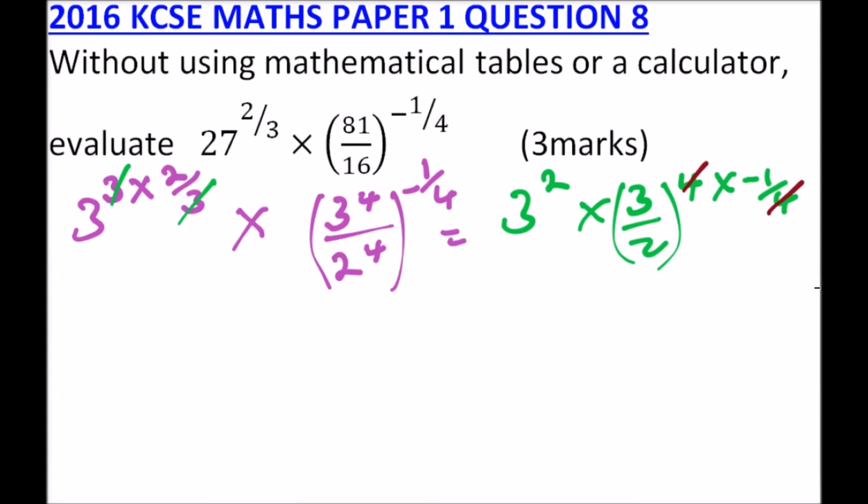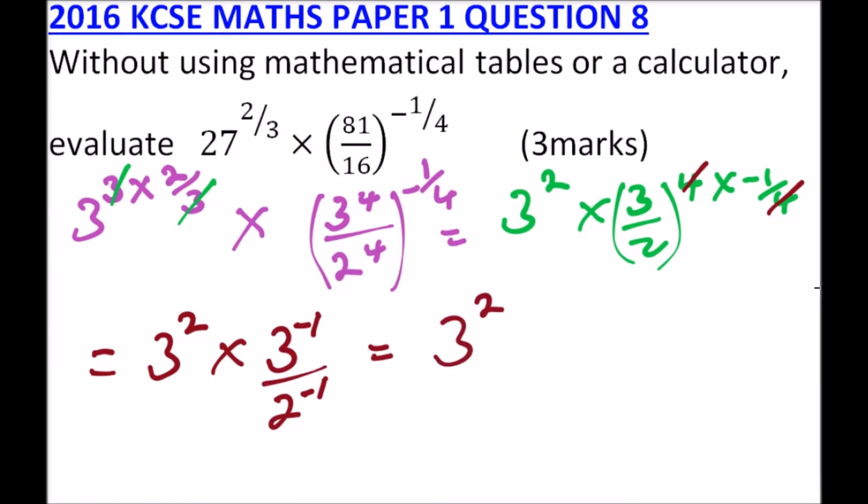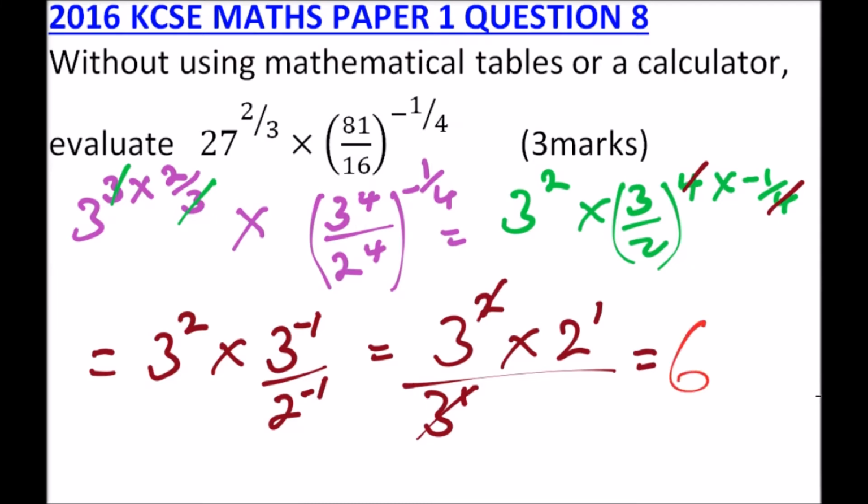So this is equal to 3 to the power 2 multiplied by 3 to the power minus 1 divided by 2 to the power minus 1. So this is equal to 3 to the power 2, because 3 is inverse, so it is 3 to the power 1, and 2 will come up there, so it is 2 to the power 1 because of the minus, and you cancel. 3 divided by 3 squared, you get 3. So you multiply 3 times 2, then you should get 6. So that is how you work it out, and you get yourself 3 marks.